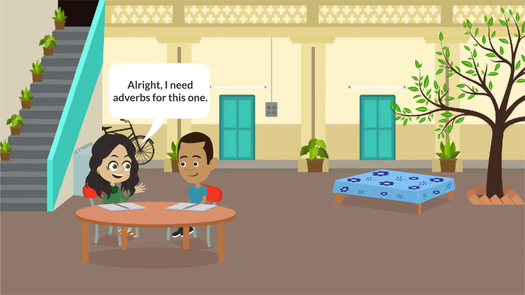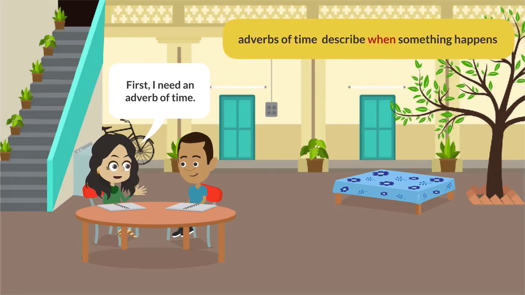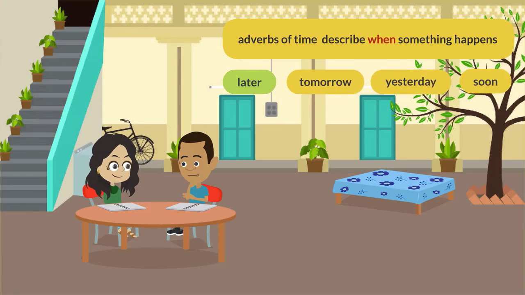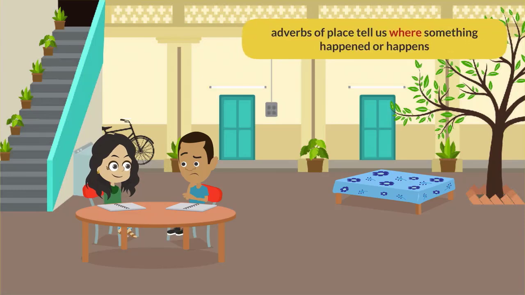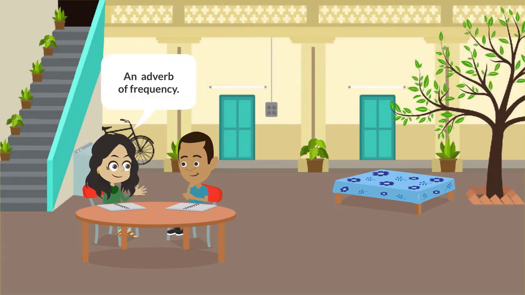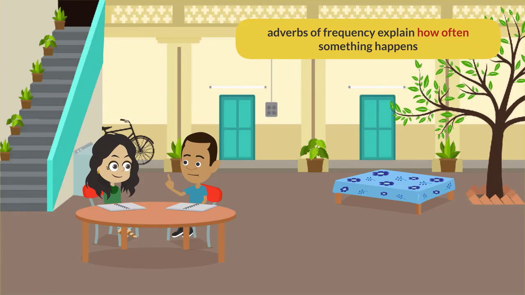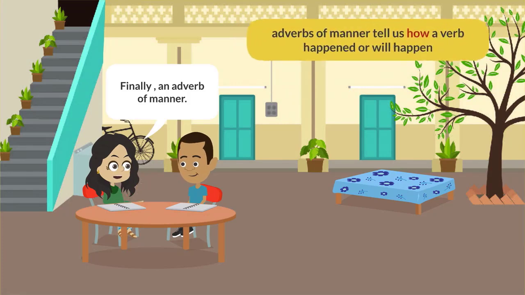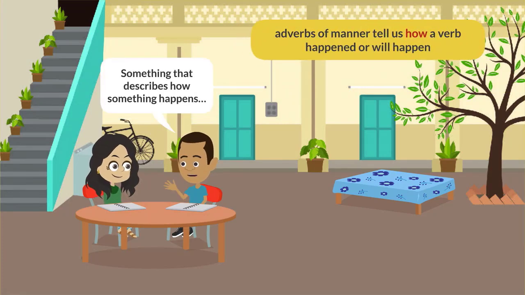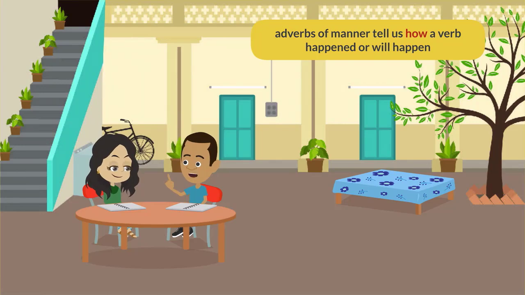Yeah. Alright, I need adverbs for this one. First, I need an adverb of time, an adverb that describes when something happens. Later. Now, I need an adverb of place. Nowhere. An adverb of frequency. Always. Finally, an adverb of manner, something that describes how something happens. Easily.